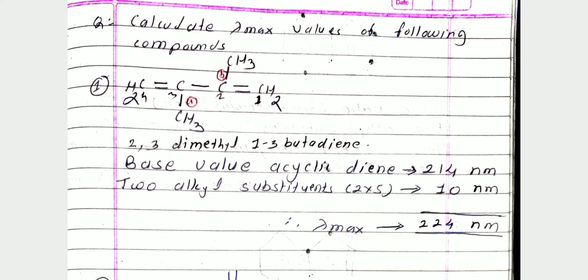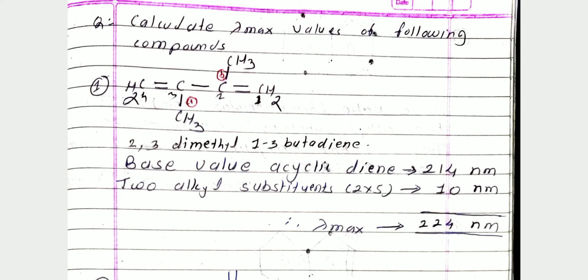Therefore 1 alkyl substituent value is 5. Therefore for 2 alkyl substituents, 2 multiplied by 5, the value is 10 nanometer. Then you add these 2 values. Base value 214 nanometer, 2 alkyl substituent value 10 nanometer. Then the addition of these 2 values gives the lambda max value of 224 nanometer. This is structure number 1, the example of an acyclic diene.